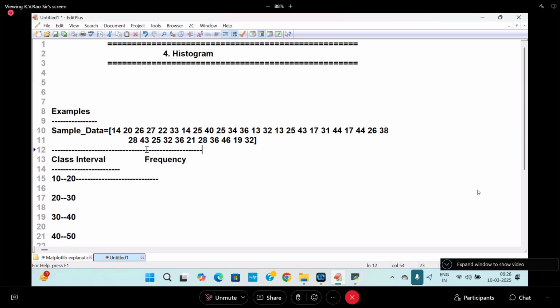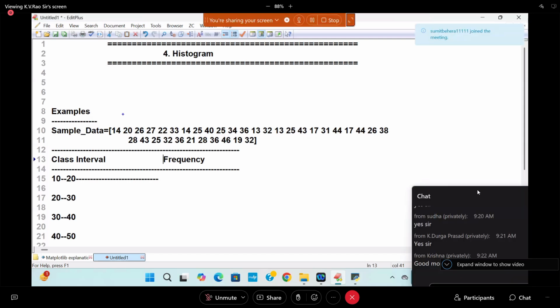Come on, count it. What is the frequency of the elements in that interval? 14, 14, 13, 17, 17, 17, 19. How many? 1, 2, 3, 4, 5, 6, 7. The value I need to write is 7. What is that 7? The frequency of elements between 10 to 20.